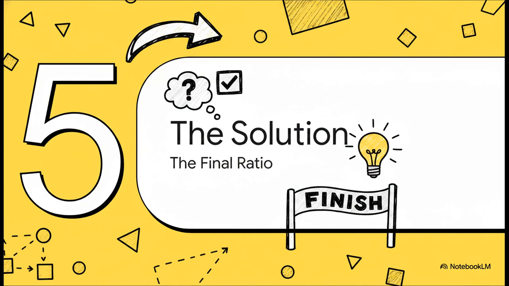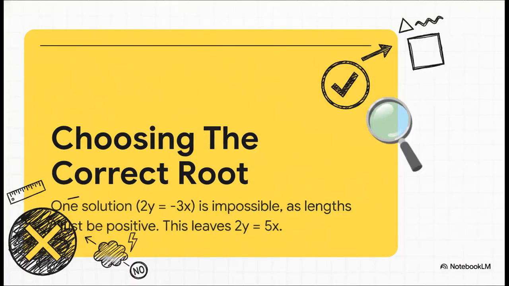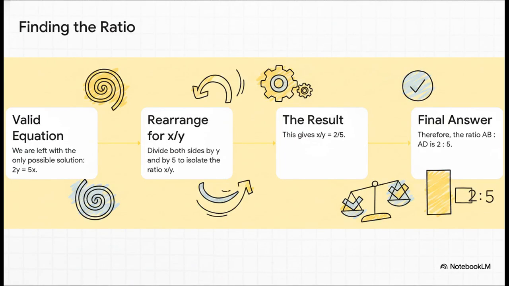All we have to do is pick the correct solution from our two options, and we can finally state the answer. Well, one of our solutions suggests that a length would have to be negative, which isn't really possible in geometry. So we can toss that one out immediately. This leaves us with only one valid possibility. 2y has to equal 5x. And from here, it's just a simple little rearrangement. We want the ratio of x to y, right? So we just divide both sides by y and by 5. And that gets us x over y equals 2/5.